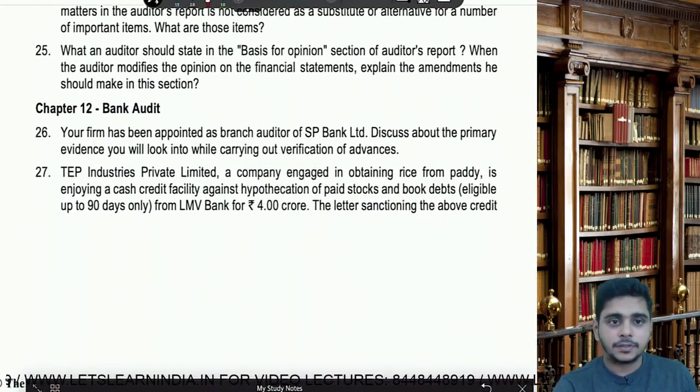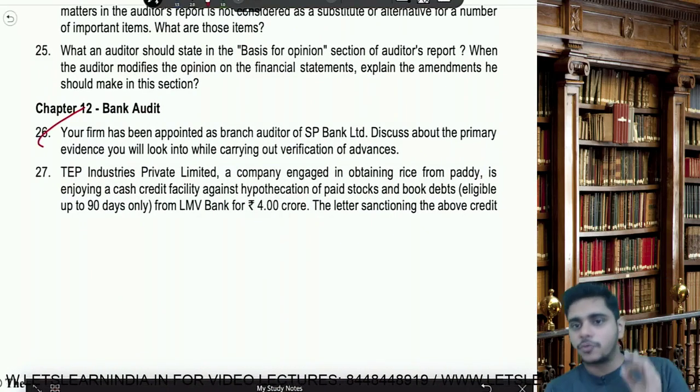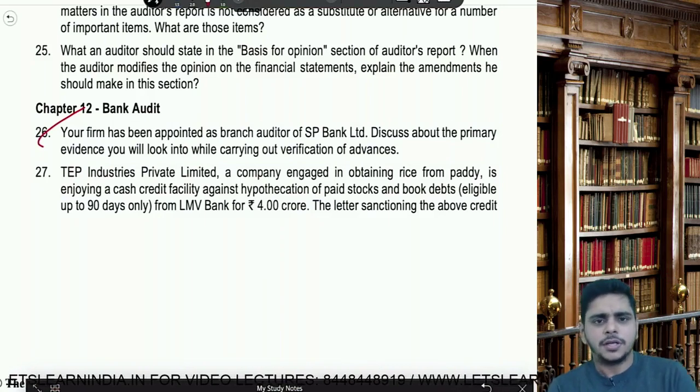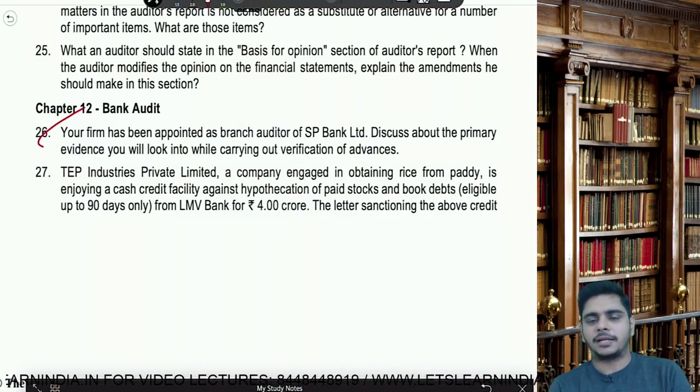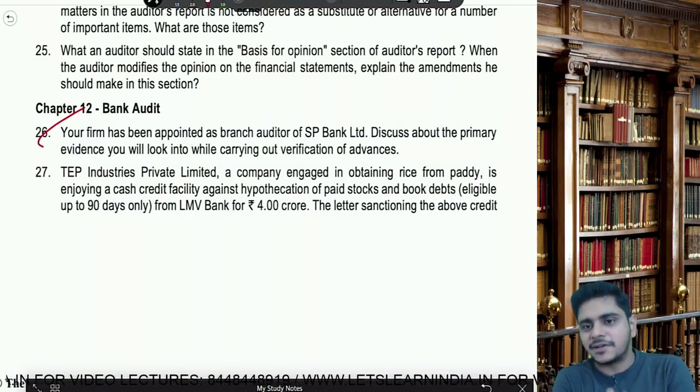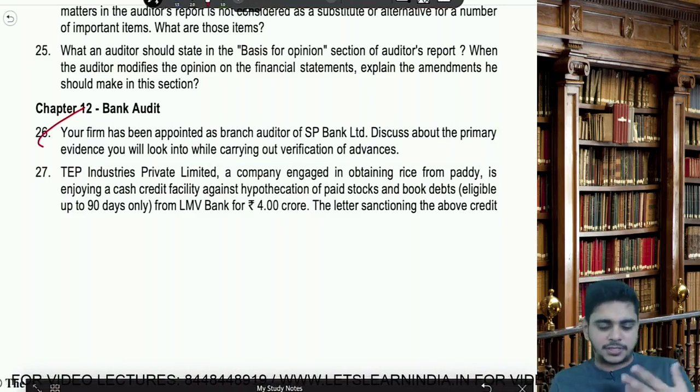Now, chapter number 12, question number 26, bank audit. Same module question, same in our book, it is the same question. Your firm has been appointed as a branch auditor of SP Bank Limited. Discuss the primary evidence you will look into while carrying out the verification of advances. Like a company is giving a loan, like a bank is giving a loan. So what things as an auditor will you check?